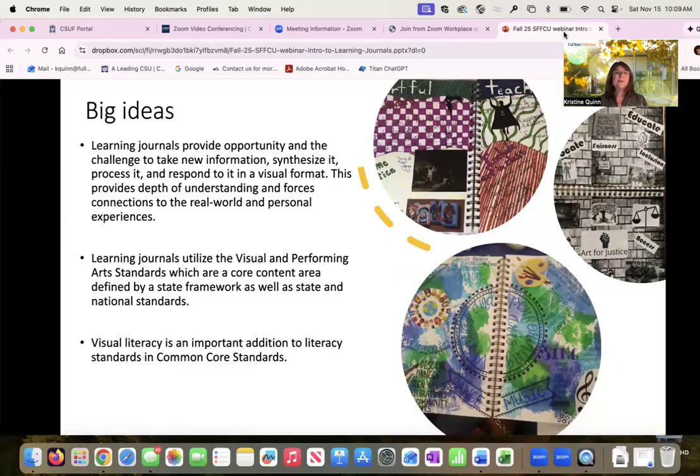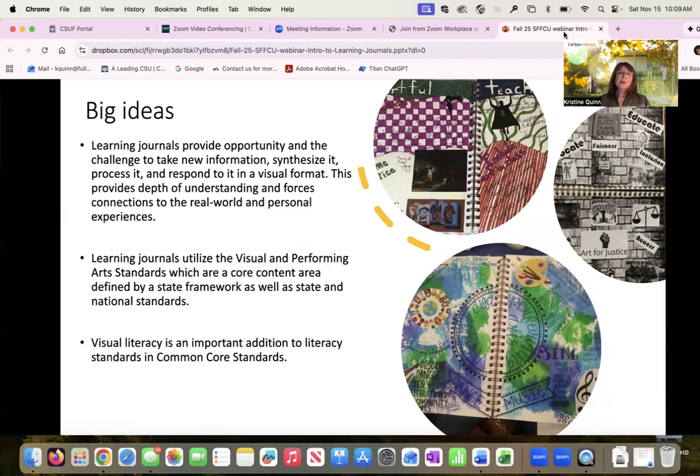So learning journals provide opportunities and the challenge to take that new information, synthesize it, process it, reflect upon it, make personal connections to it, and then respond to that content in a visual format. So here you can see some student examples.